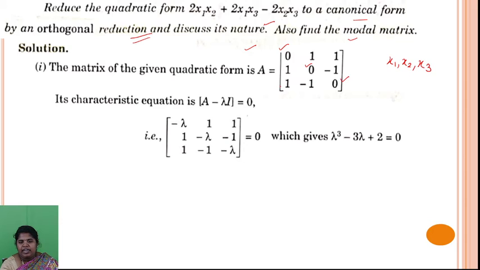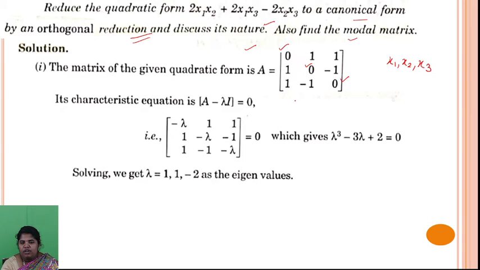Now the corresponding characteristic equation is modulus of A minus lambda I equal to 0. So we have to subtract lambda from the diagonal elements. We get minus lambda 1 1, 1 minus lambda minus 1, 1 minus 1 minus lambda. After solving this determinant we get lambda cube minus 3 lambda plus 2 equal to 0. Now solving this characteristic equation we get the eigenvalues as 1, 1, minus 2.